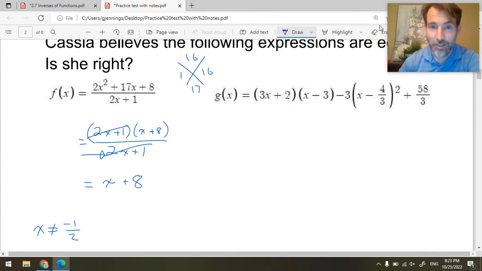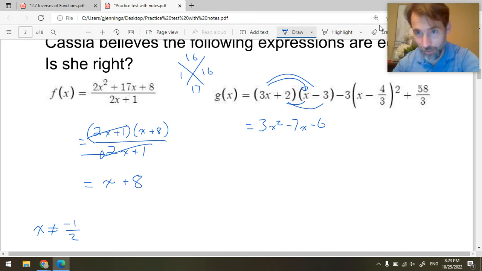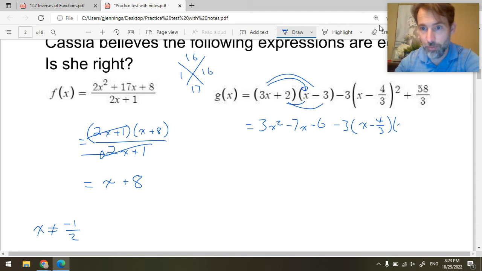All right, let's check. G of x is equal to, FOIL it, 3x squared minus 9x plus 2x minus 7x minus 6. Okay. Now let's do this expansion here. So we'll have minus 3 multiplied by x minus 4 over 3 multiplied by x minus 4 over 3. That's doing the squared, plus 58 over 3.